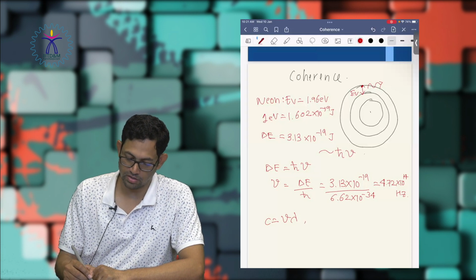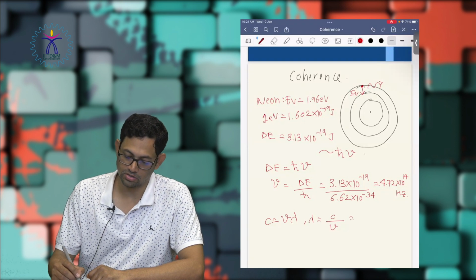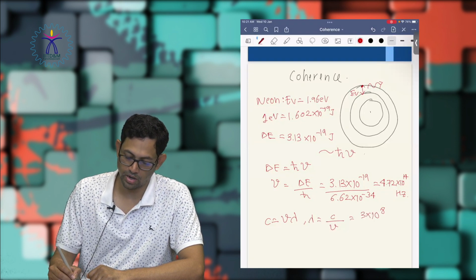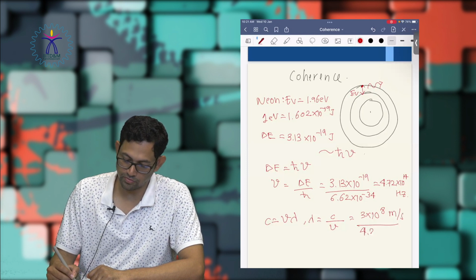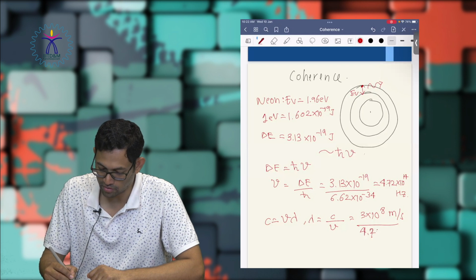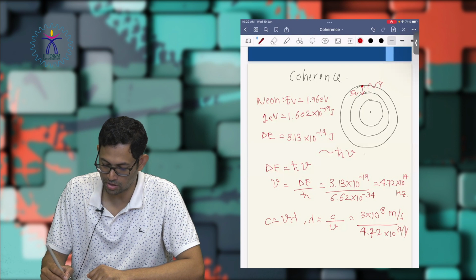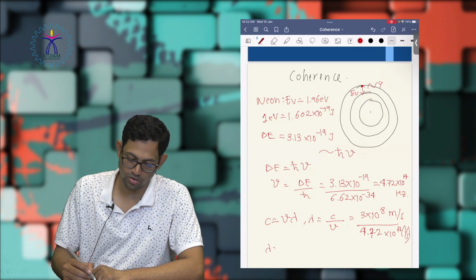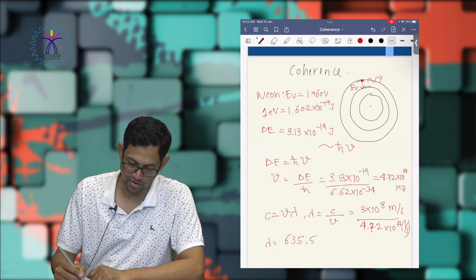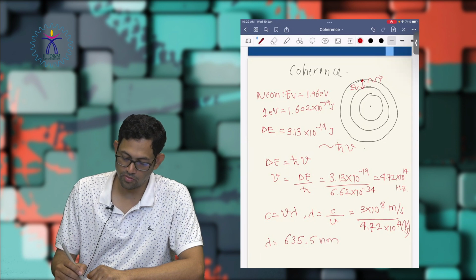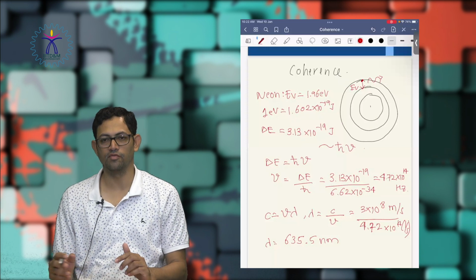So you want to find lambda, which is the speed of light divided by the frequency: 3 times 10 power 8 meters per second divided by the nu you already calculated, 4.72 times 10 power 14 hertz. Hertz is 1 over second. If you do that, you find that the wavelength of the photon is about 635.5 nanometers.